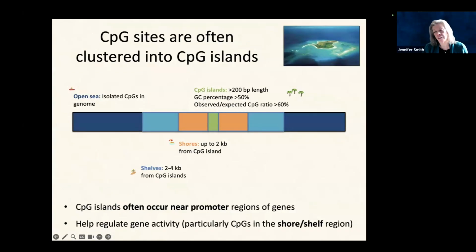And CpG sites are often clustered into what we call CpG islands. So you have these islands where you have a lot of cytosine followed by guanine bases. If you look at the entire genome, the whole genome is actually depleted for CpG sites, so much less than we would expect by chance alone. But there are places in the genome where they're really, really enriched in these small areas, and they're called CpG islands.